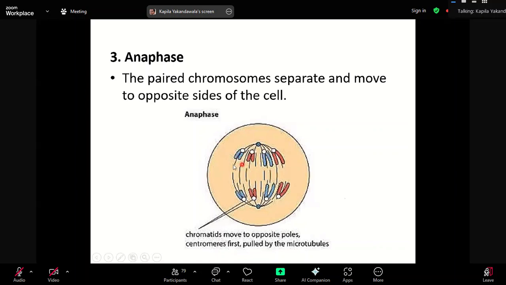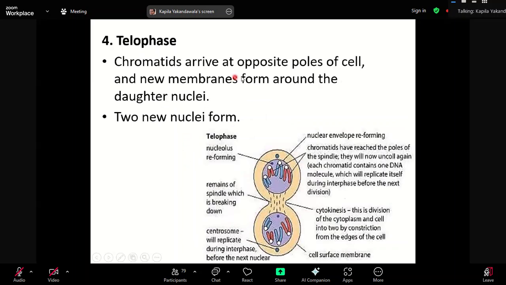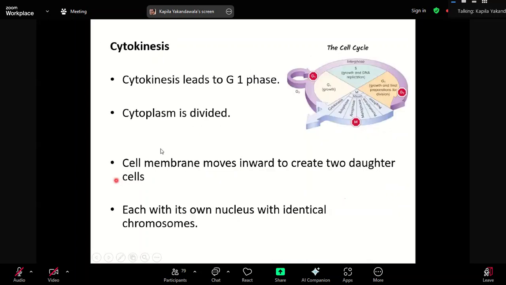Anaphase: the paired chromosomes separate and move to the opposite poles. Then telophase: chromatids arrive at the poles and form a nuclear membrane. Then the cell cytoplasm will divide and it will form two cells. The first nuclear division is completed. Now the cell will divide and produce two cells.